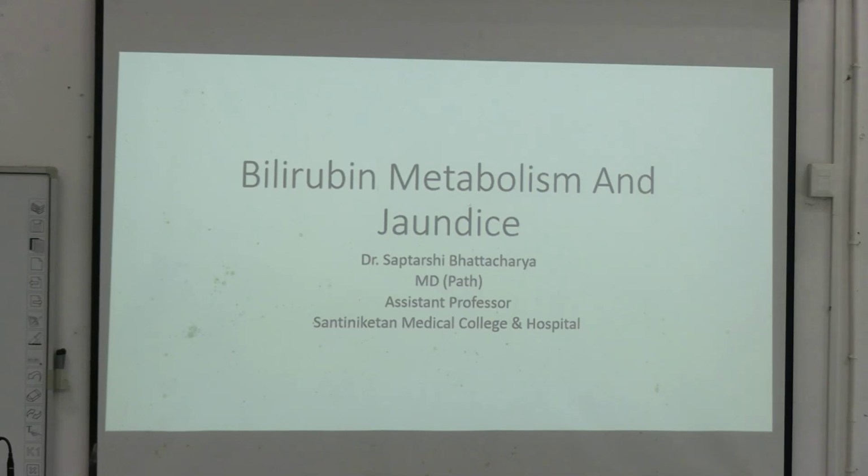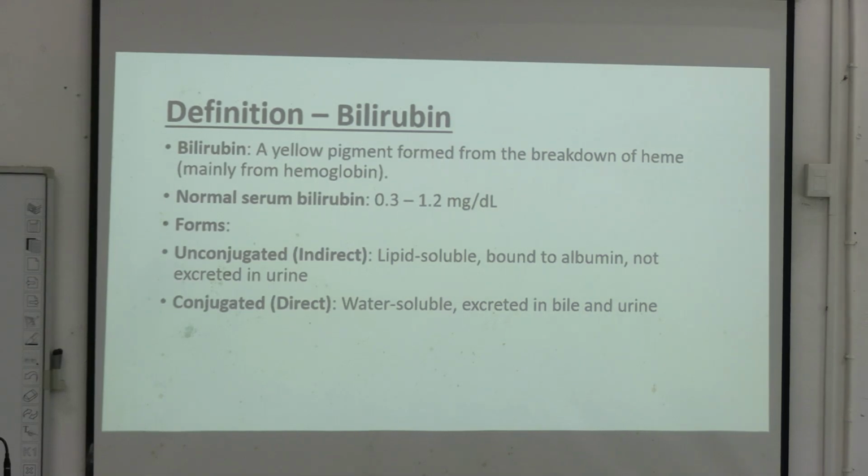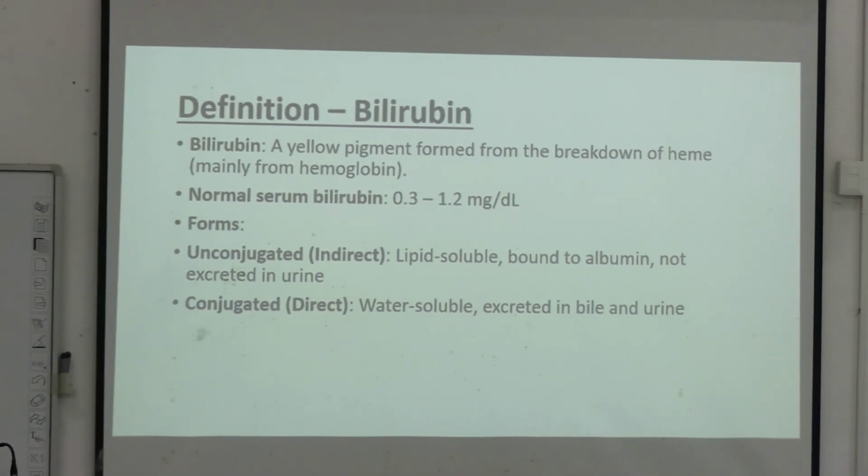So today our topic is bilirubin metabolism and jaundice. What is bilirubin? Bilirubin is a yellow pigment formed from the breakdown of heme, mainly from hemoglobin. Normal level is 0.3 to 1.2 milligram per dL.